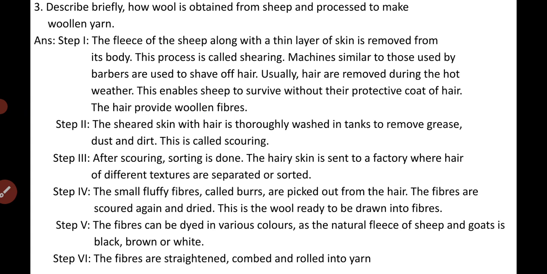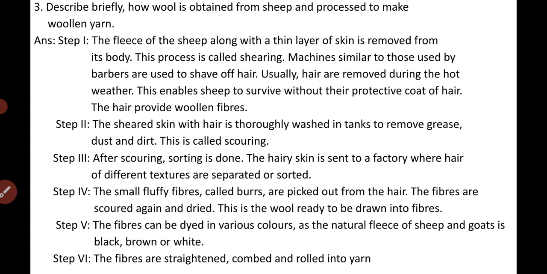Next, step number 5. The fibers are then dyed. This process is also known as dyeing. The fibers are dyed into various colors according to the requirement of the customers. As the natural color of sheep or goat hair is black, brown or white, according to the requirement, the fibers can be dyed into various colors.